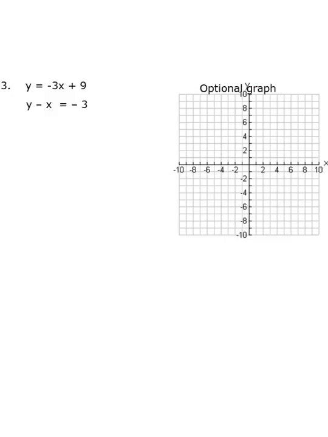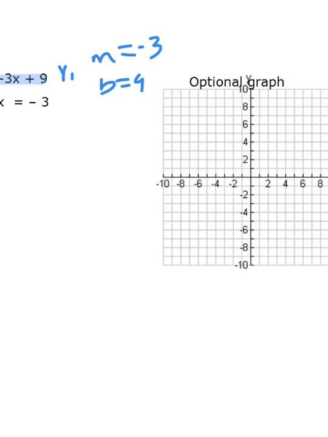So in this question, I'm going to solve by graphing. I'm going to label this y1. This equation has a slope of negative 3 and a y-intercept of 3. So the first thing I'm going to do is plot a point at the y-intercept of 3, and then I'm going to go down 3 units over 1. It's a negative slope, so I want to make sure my line's going down from left to right.